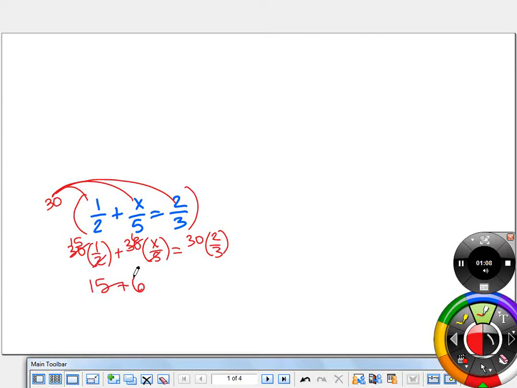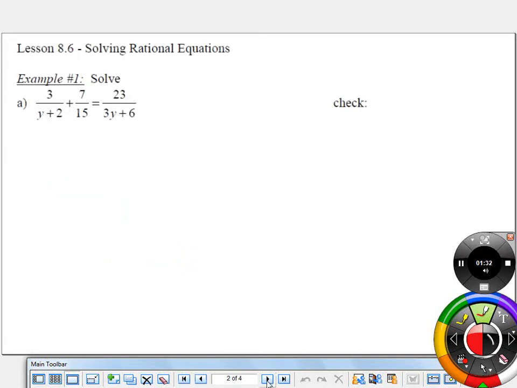6x in our second term, and 3 goes into 30 10 times, and 10 times 2 is 20 for our third term. Now notice, we still have an equation to solve, but that helps us in the fact that now we don't have to deal with adding, subtracting fractions. Okay? So this is one way we can approach solving rational equations.